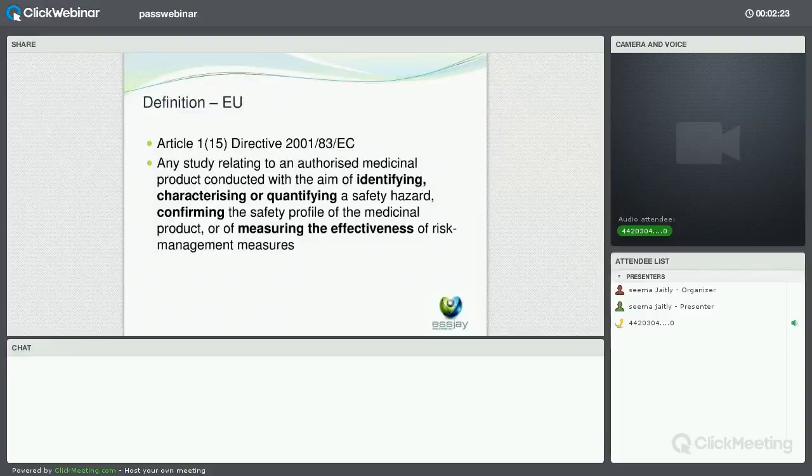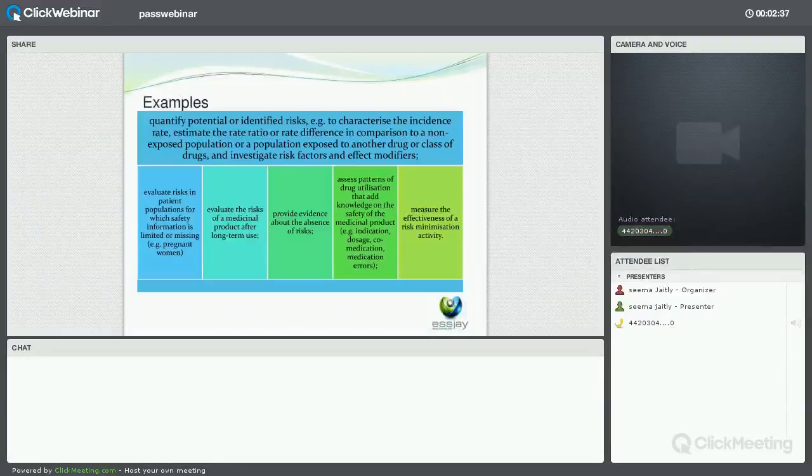I think when you've got additional risk management measures, that's probably a bit easier, but for routine, seeing how things really come together as far as a safety study, and is it a safety study or is it not, that does cause a lot of issues. So as we said, looking at what a post-authorization safety study should be about, it's about quantifying potential identified risks, maybe to see if you can characterize the incidence rate, the rate ratio. So really you're trying to get some further information with regards to safety information for your product.